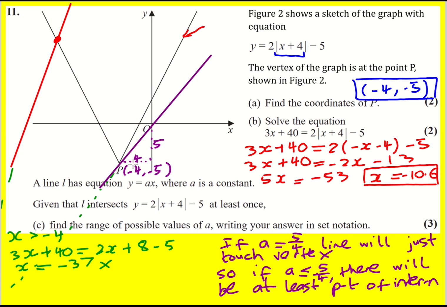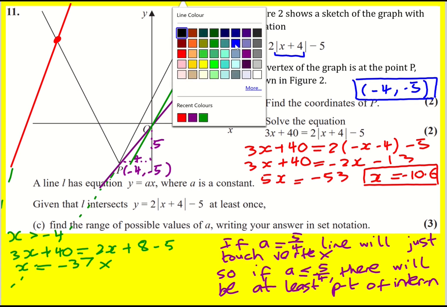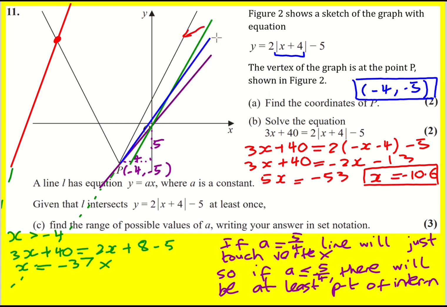What if we make it parallel to the modulus function part on the right, like that? That will not get any points of intersection. And actually, any line in between 5/4 and that won't either. So if I squeeze another line in there, no point of intersection. That green line corresponds with a gradient that's parallel to the modulus one. So it's going to be 2, because it's 2x plus 4. When the function's positive, we just get 2x plus 8 minus 5, so 2x plus 3. The gradient's going to be 2.